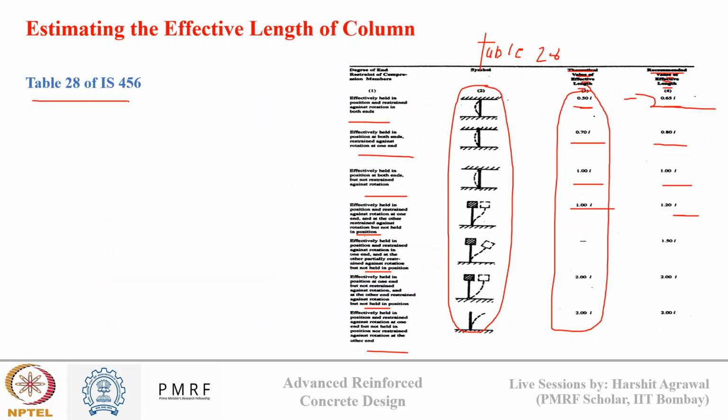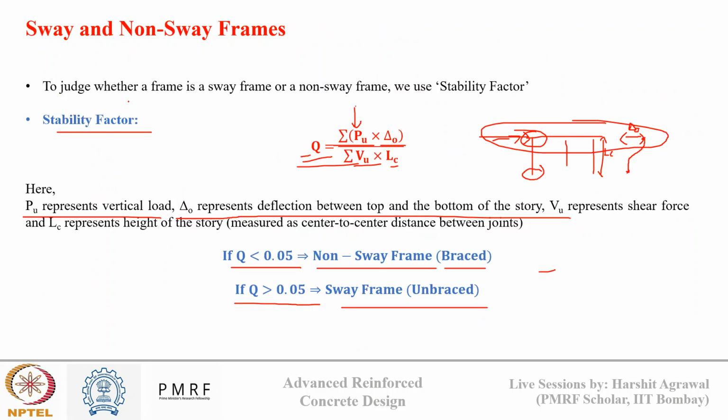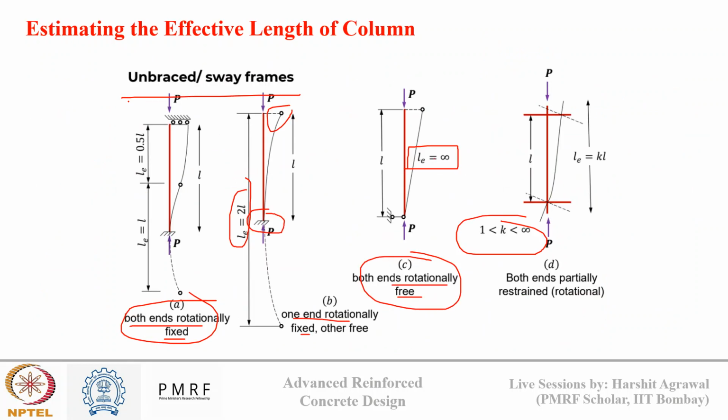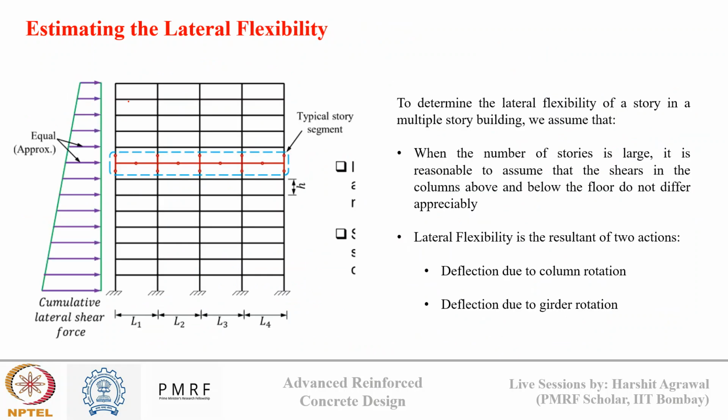Now, for cases where we don't know the end conditions properly, we need to calculate the stability factor. Once we know the stability factor, we'll know whether it is a sway frame or a non-sway frame, so we can proceed to calculate the value of k. To calculate the stability factor, we need to know the vertical load acting on the story, the story shear, and the story height. These three things we can easily get.